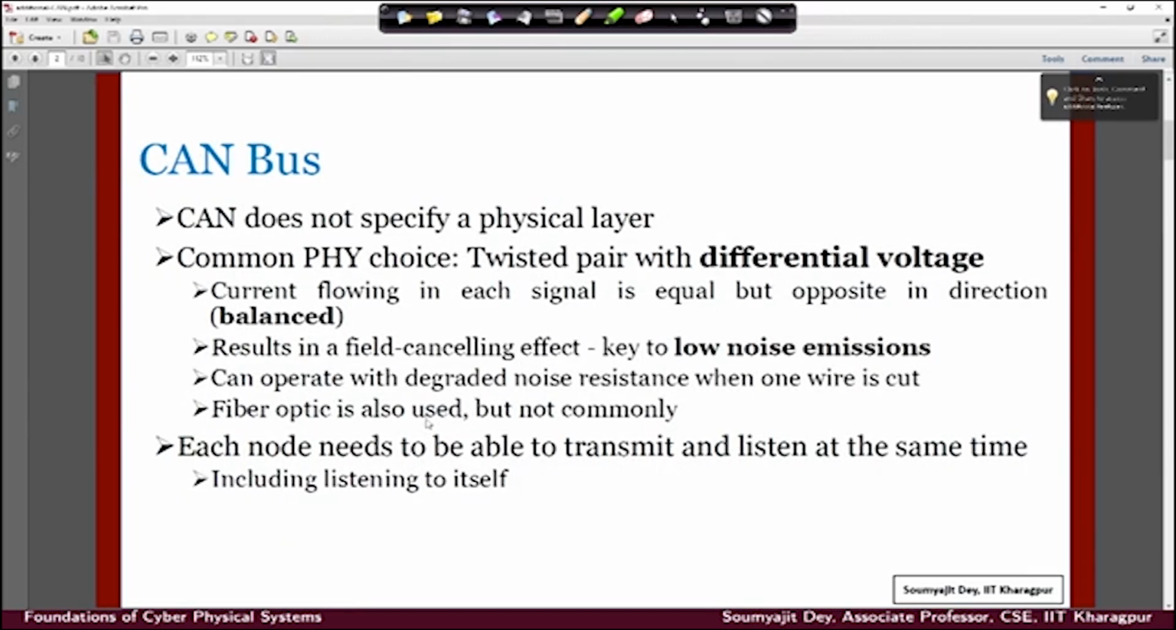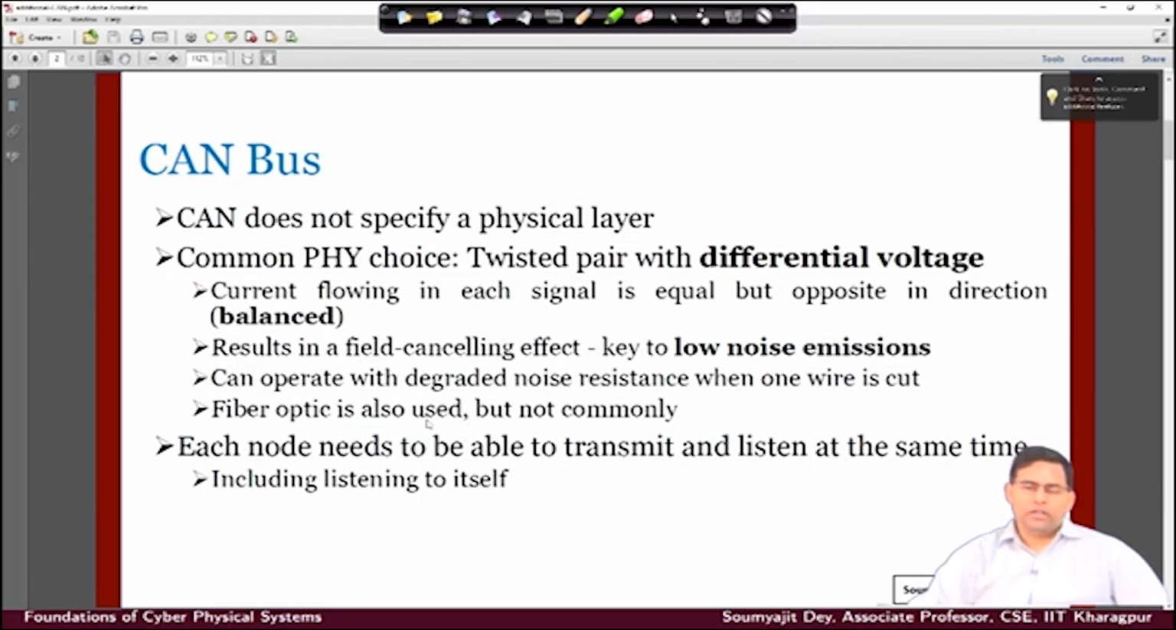Now, CAN doesn't specify a physical layer. So unlike other transceivers, the physical layer is not implemented, but there is a choice, and the standard choice that designers take is a twisted pair with differential voltage. That means there are two cables, they are a twisted pair, and the current flowing in each signal line is equal but opposite in direction. So that's balanced, and there is very low noise emission, and due to the twisted pair setting, it's very much resistant to noise. Think of a vehicle's bonnet: there would be a lot of noise, a lot of disturbances, and your bus needs to work inside it, right?